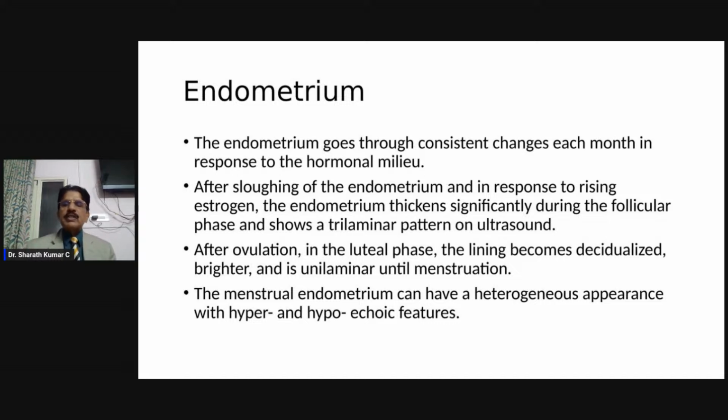Endometrium goes through consistent changes each month in response to the hormonal milieu. After menstruation, in response to rising estrogen, endometrial thickness significantly increases during the follicular phase and shows a trilaminar pattern on ultrasound. After ovulation, in the luteal phase, the lining becomes decidualized, brighter, and unilaminar until menstruation. The menstrual endometrium can have a heterogeneous appearance with hyper and hypoechoic features. So that is about the endometrium.